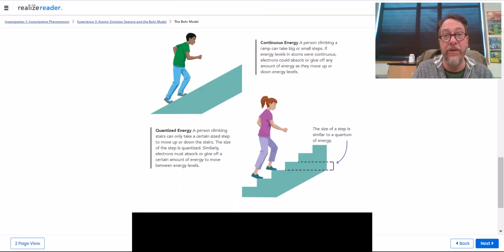So what they're saying with this picture is that unlike a ramp with continuous energy, where a person could just walk up the ramp, take small steps, in quantized energy, specific amounts of energy cause electrons to go up specific amounts, just like stepping on stairs. You go up, there's only one amount you can go up when you're on a stairway, and that's one step. There's no going up a quarter of a step or three-quarters of a step, right? Either one or none. And that's the way it is with quantized electron energy in the Bohr model of the atom.